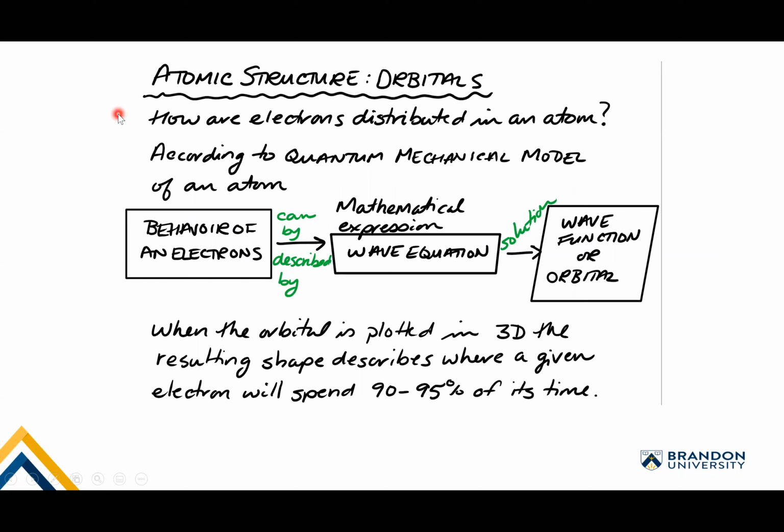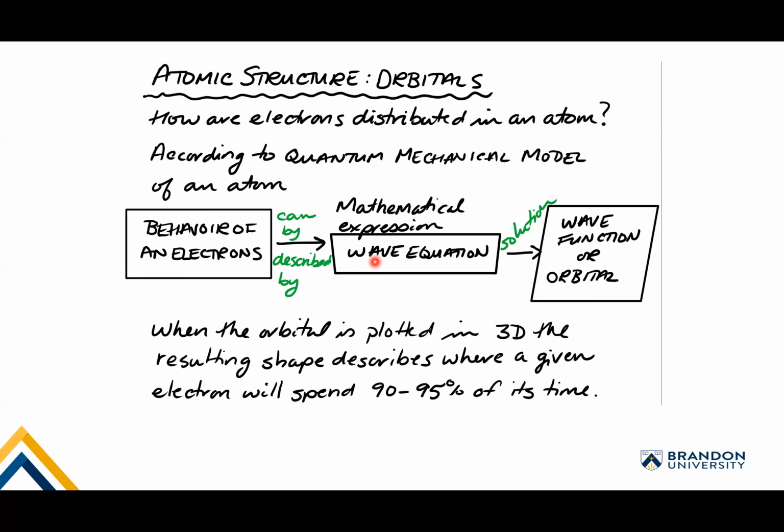So atomic structure. How are electrons distributed in an atom? We went through a series of different models in Gen Chem 1, and at the last stage, we were talking about the quantum mechanical model of an electron. How electrons behave was described by the Schrödinger equation, a mathematical expression, the Schrödinger wave equation, and that equation can be somewhat difficult to solve. In fact, you can only solve it for the hydrogen atom.